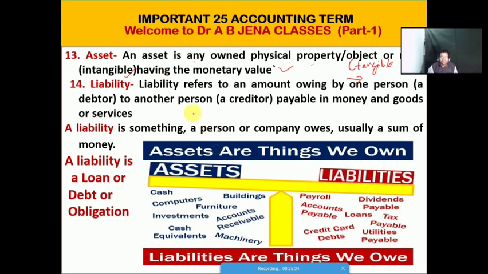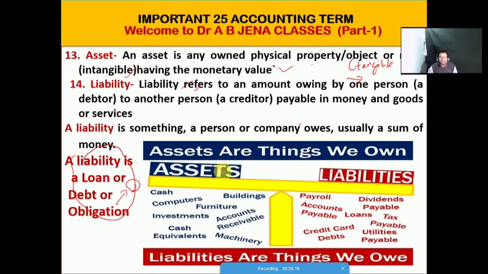Then the liability. What is the meaning of liability? Liability means the amount which will be paid to an outsider or a third party. It may be to the supplier, the bank, or any other person to whom your business owes an amount. Liability refers to an amount owing by one person, a debtor, to another person, the creditor, payable in money, goods, or services. Or a liability is something a person or company owes, usually a sum of money. Very simply, note that liability is a loan, debt, or obligation which will be paid to an outsider.